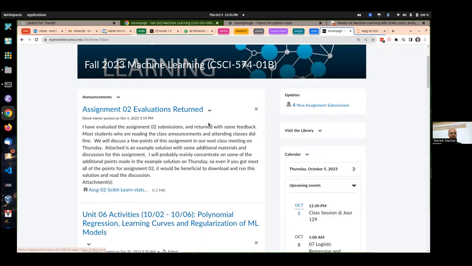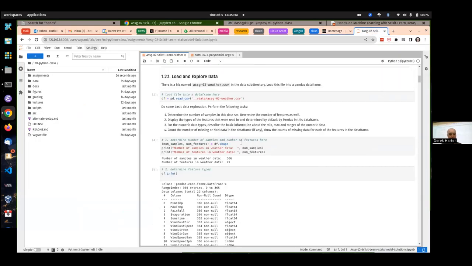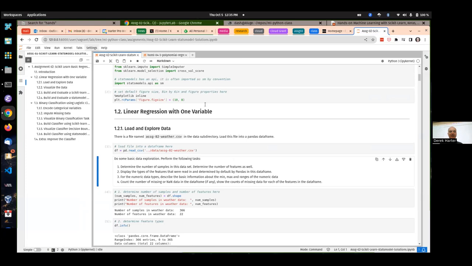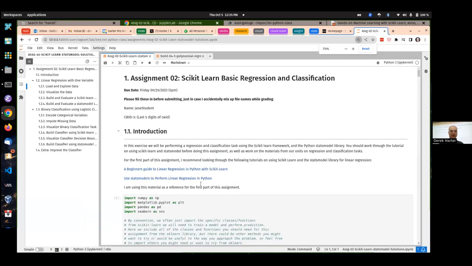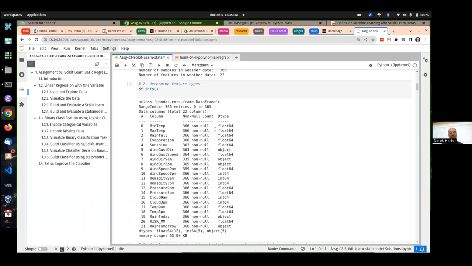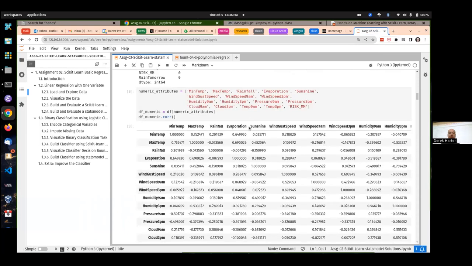Okay, so there's an example solution for assignment two. Let me just mention a few things about this. Even if you did well, I think there's some discussion in here that might be useful for everybody, so I encourage you to pull this down and take a look at it if you get a chance.